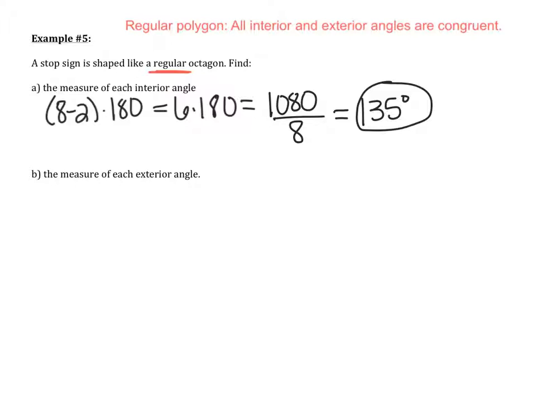This time, for exterior angles, we know that the sum of all exterior angles, no matter how many sides we have of the polygon, is 360. So we're going to take 360 divided by 8 to get 45. So that means that each exterior angle inside of a regular octagon is 45 degrees.